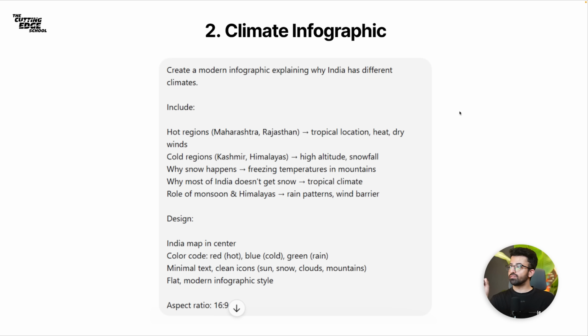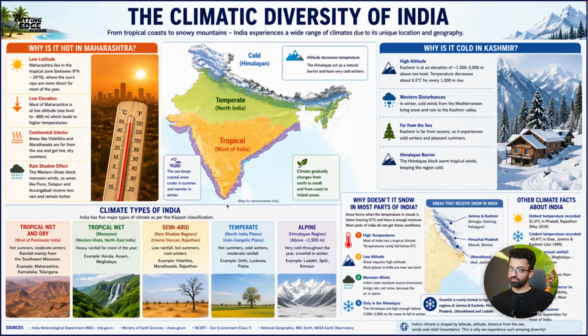Now in the same way, you can even create modern infographics which explain why India has different climates. Now, including the hot regions, the cold regions, why snow happens, why most of India doesn't get snow. All these details are already mentioned in the prompt and it will generate this image for you. So it has given a very detailed infographic. Initially, it was very difficult to generate that because there is very tiny text inside that and it used to hallucinate a lot for that. But here, everything is really on point.